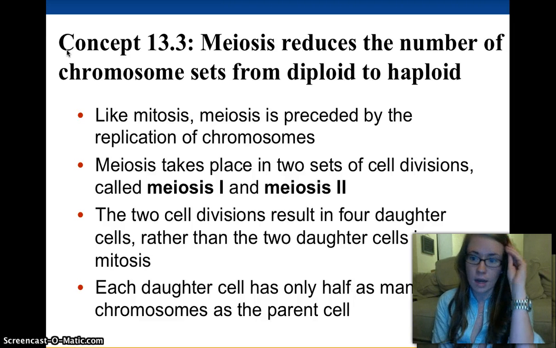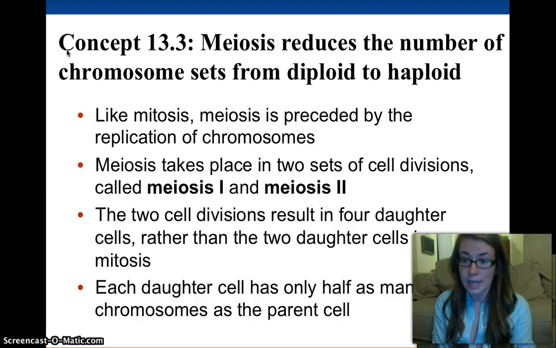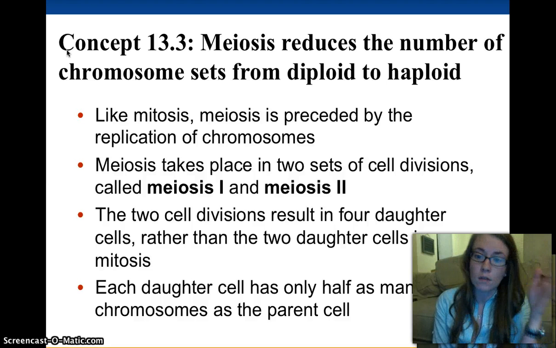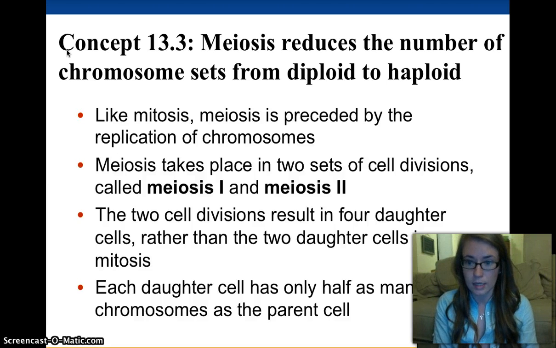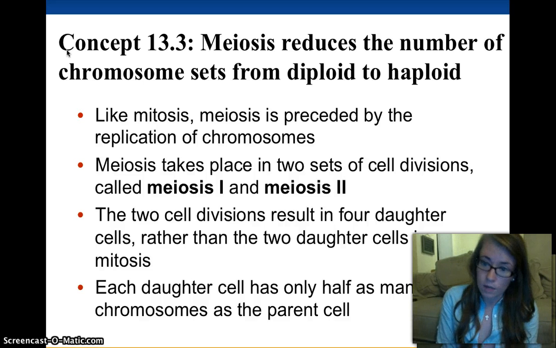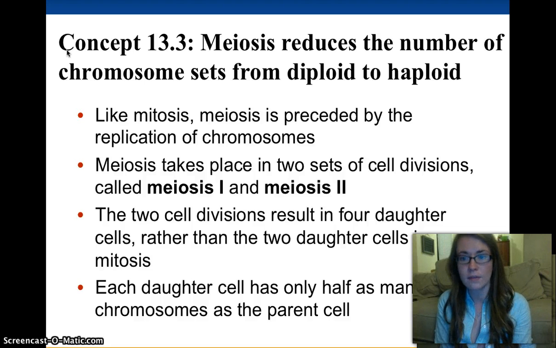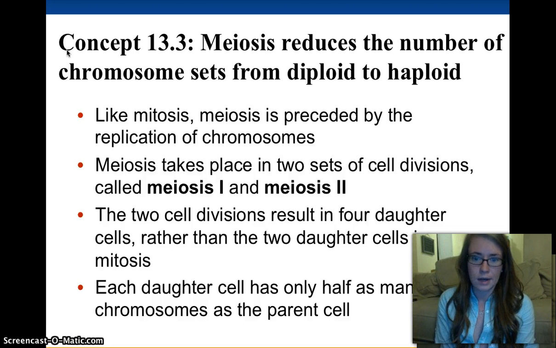So in order to divide the cell at all, we need to replicate the chromosomes. So this is still going to happen, just like during mitosis. All of the chromosomes are replicated. And then rather than the cell just dividing one time like mitosis, it divides twice, which is how we get 4 daughter cells. So we start off with 1, we divide it in half once, then we have 2, we divide each of those in half again, then we have 4 daughter cells. And each of these daughter cells are haploid.